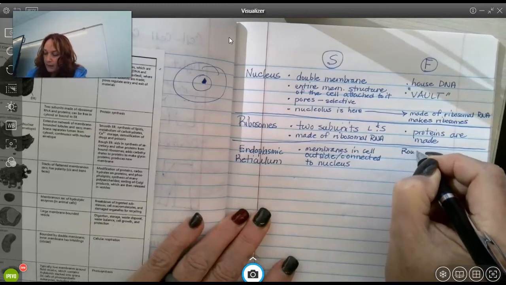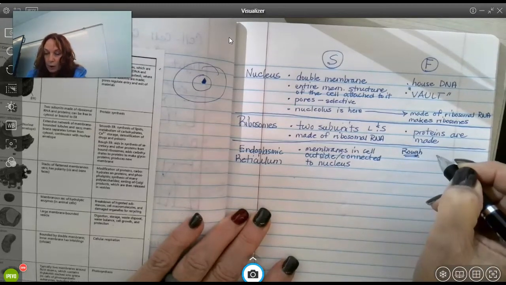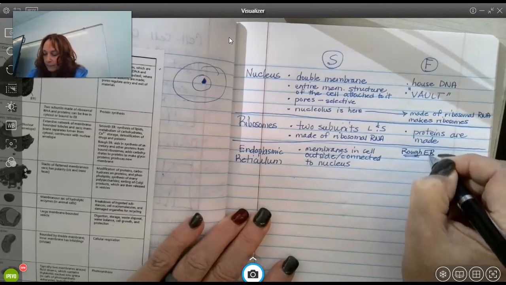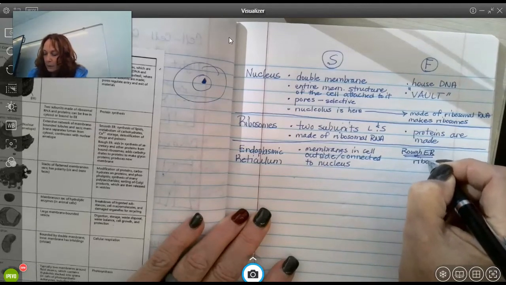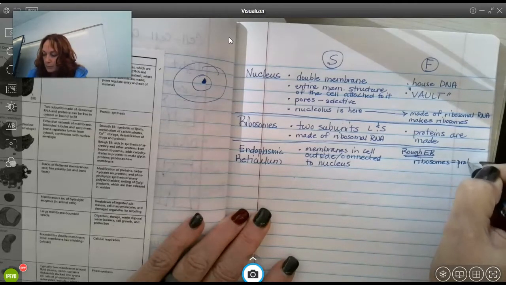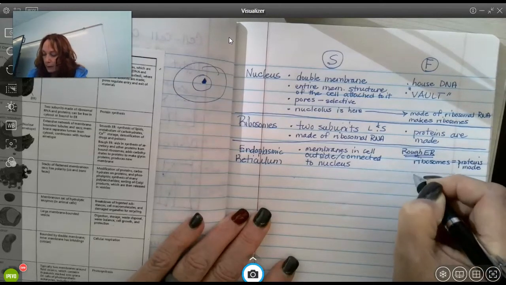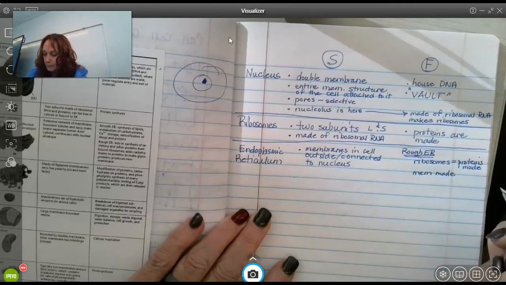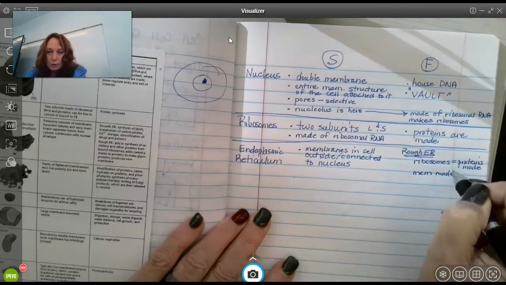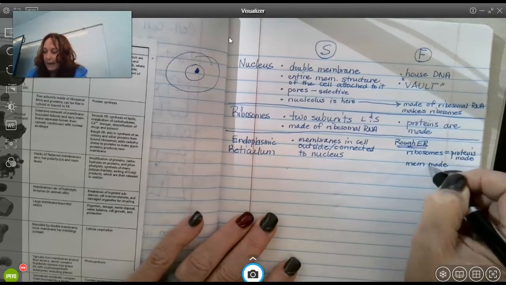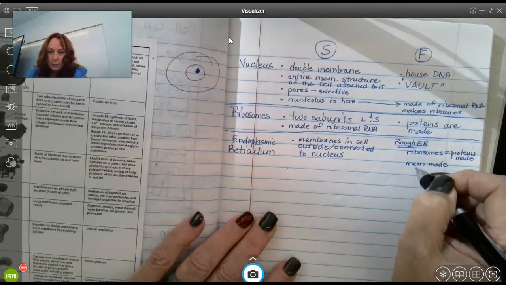So we've talked about this before, and we could go see our notes. But to sum it up, the rough ER is going to have ribosomes, which equals proteins being made there. Also, membranes are made there. A lot of times the proteins are dropped into the membranes just like we had in the video right there. That's the big takeaway on the rough ER.